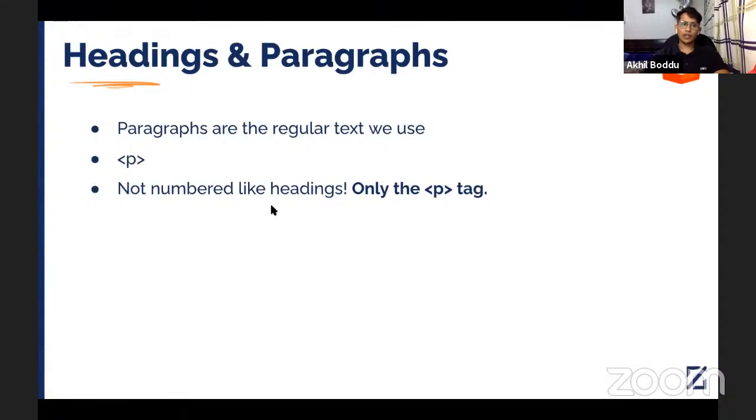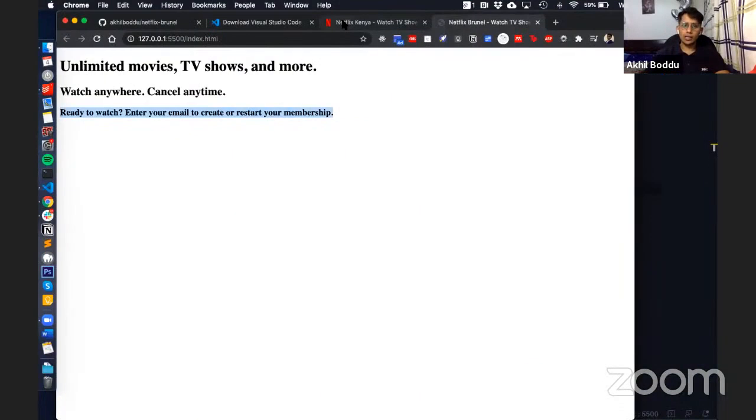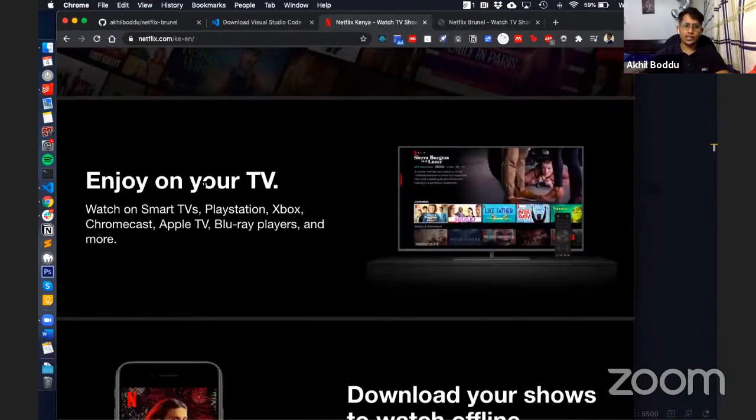The next thing is paragraphs, right? Paragraphs are basically the regular text that we use. Normally paragraphs are not numbered. It's just the P tag. So you have the P tag and then you enter text inside it, okay? So let's do another example, right? Over here, it says enjoy your TV.